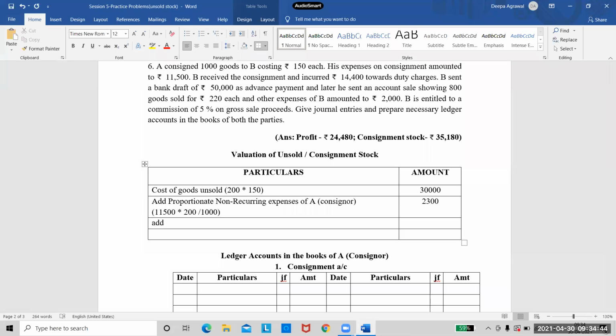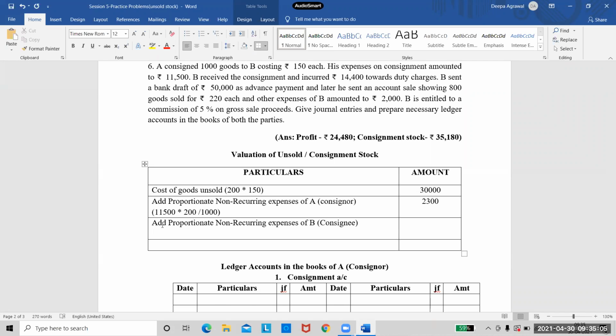To this, add proportionate non-recurring expenses of B, who is the consignee, right? Proportionate non-recurring expenses of B, who is the consignee. Same way you have to calculate B's non-recurring expenses.